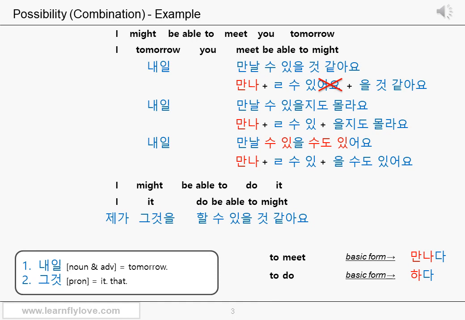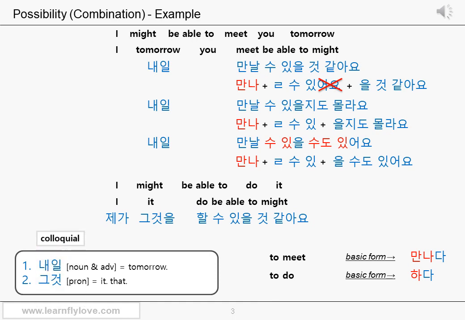I, 제가, it, 그것을, do, be able to, might. 할 수 있을 것 같아요. 제가 그것을 할 수 있을 것 같아요. This sentence is perfect, but it sounds like written Korean in a literary style. Let's make it sound more natural in spoken Korean.